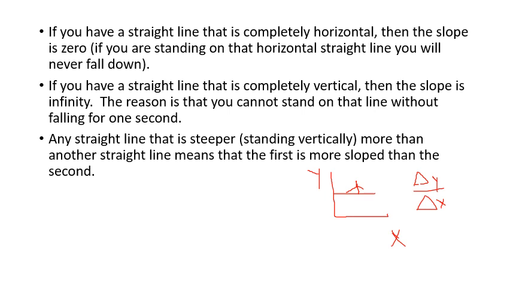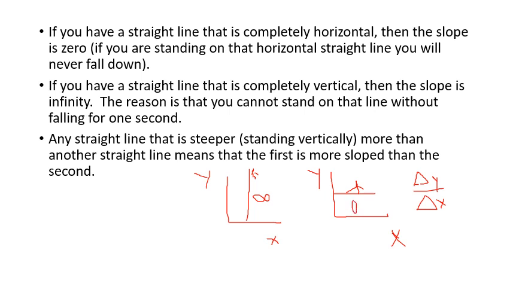The opposite is exactly if you have a straight line that is completely vertical. Here I have y, here I have x, and I have a line like that, parallel to the vertical axis. Now I want to know the slope of that line. Imagine yourself standing here on the top. Do you think you can stand, or are you going to drop immediately? The answer is you're going to drop immediately. Do you know why? Because it is very, very, very sloped. That's why we say here the slope is infinity. Here the slope is 0.